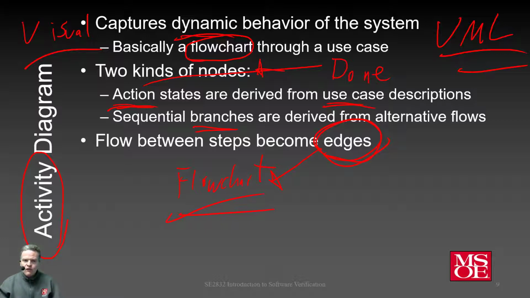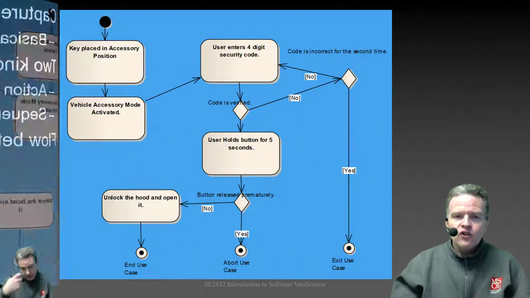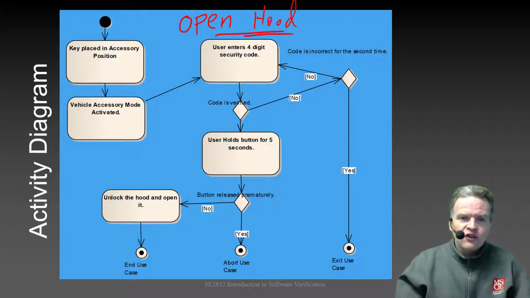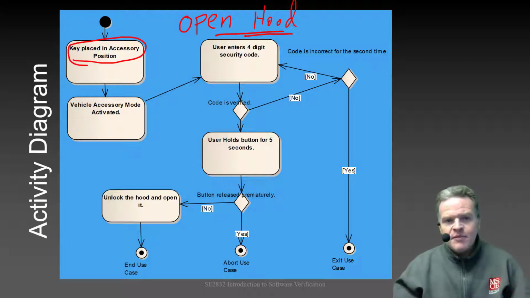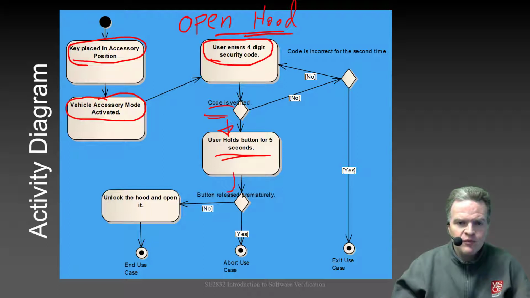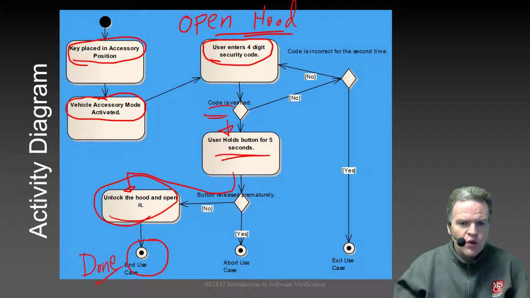Let's take a look at this for one of the examples in our ThugBug system. On the screen right now, we are looking at an activity diagram for the open hood use case. We see that this begins by the key being placed in the accessory position, which causes the vehicle accessory mode to be activated, and then the user enters the 4-digit code. Now, if the code is verified correctly, and then the user holds the button for 5 seconds, we go over here, unlock the hood, and essentially we are done.